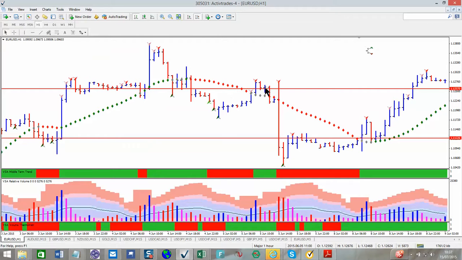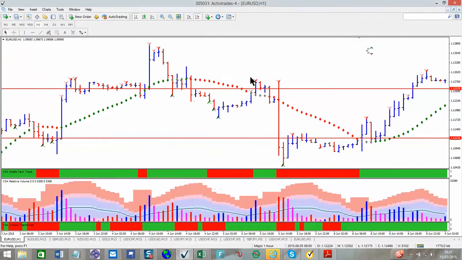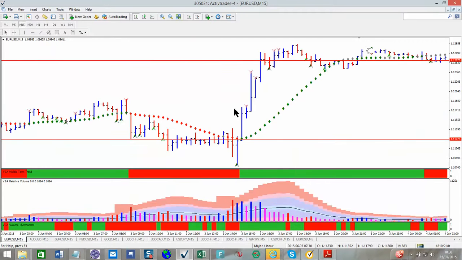So the trigger number's broken at this point. I'm waiting for a no demand bar. Do I get it here? I get supply coming in. For me, I would probably drop down the time frames, like I said before. At this point, it's broken the trigger number, so I would be dropping down the time frames as soon as it's broken my trigger number to see if I could get an entry. So let's look at the 15.